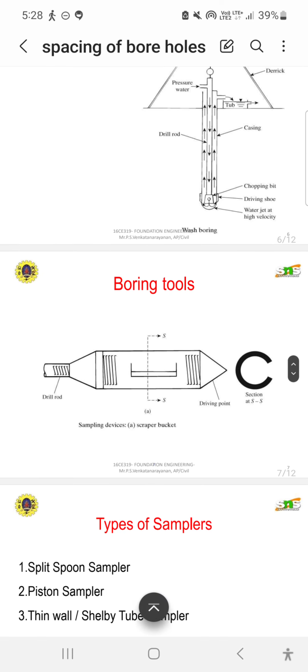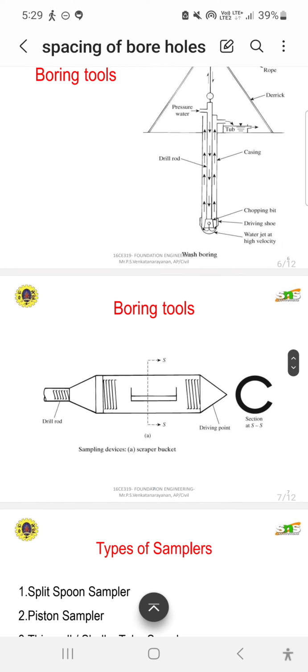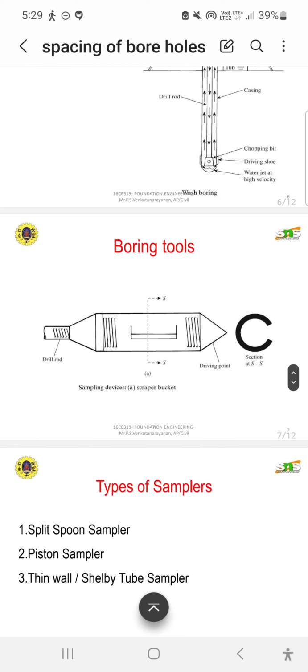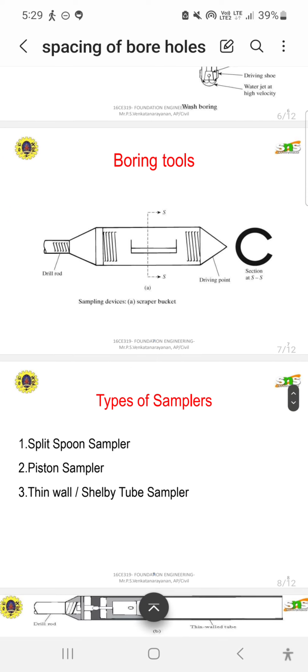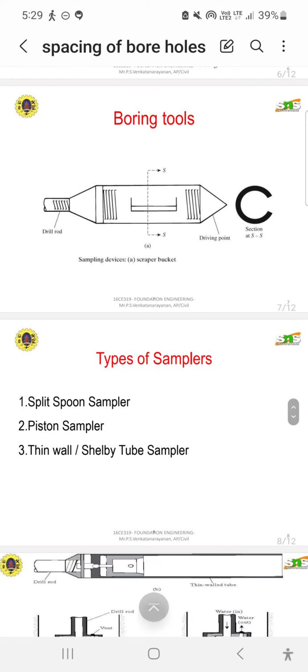Then we are going to see the boring tools. In boring tools, the sampling device, these are the cross sections of boring tools. These are the drilling rod, the tail portion, the drilling rod, and the head portion with the driving point. Then this is the scraper bucket, and its cross section is given. These are some of the hand tools in construction techniques.